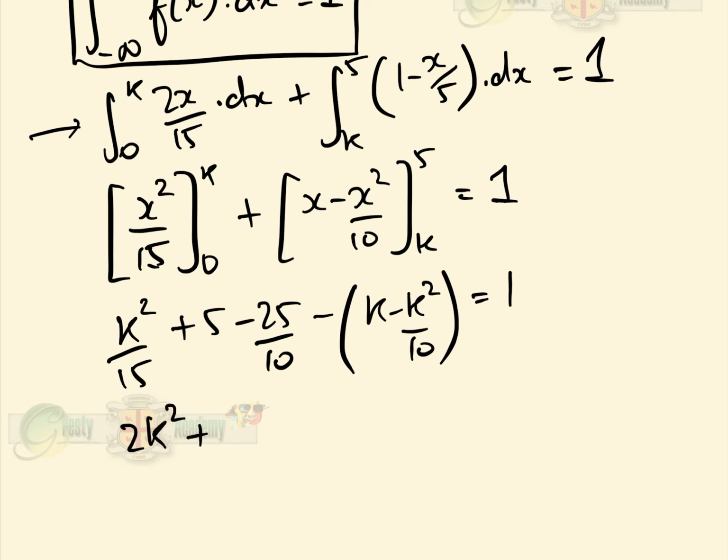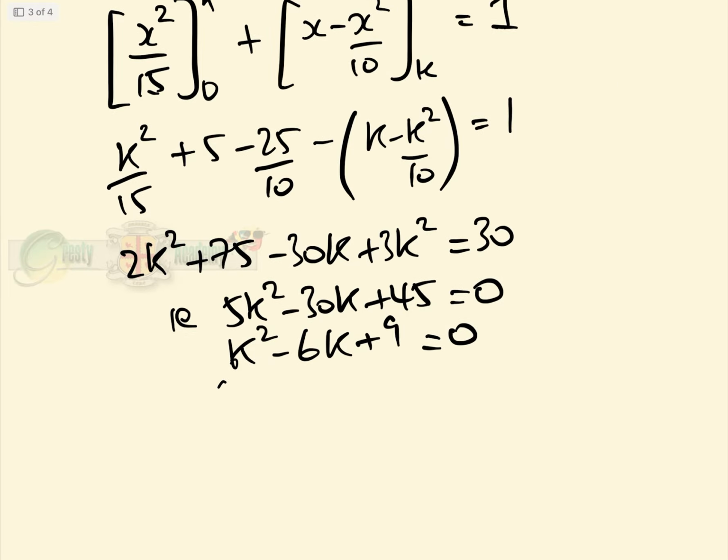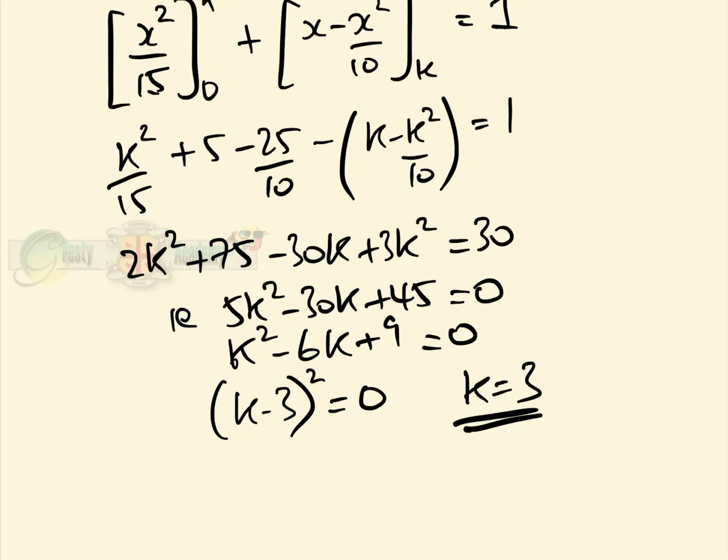2k squared, add 75 minus 30k, add 3k squared equals 30, i.e. 5k squared minus 30k add 45 is 0, i.e. divided by 5, k squared minus 6k add 9 equals 0. Now, unusually, this one actually factorizes to be a square like this. So therefore, we have k equals 3.